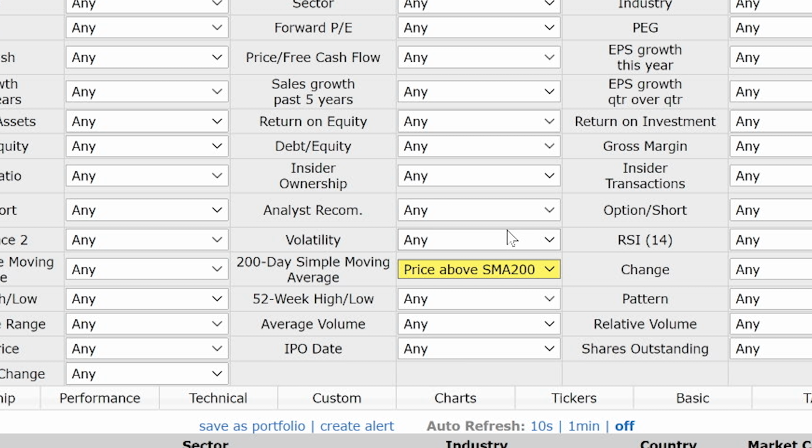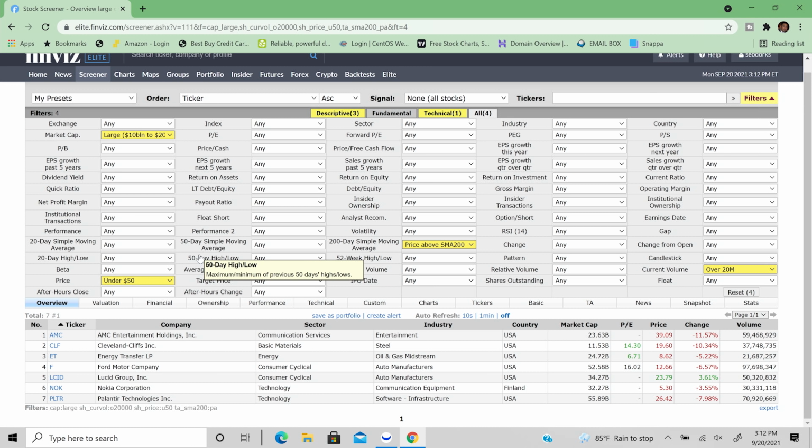Next up, the simple moving average. Now, I want the equities to be above the 200 SMA. That tells us that over time, the stock has performed in an uptrend. You could go ahead and play with your 50-day SMA or 20-day SMA, but that's going to narrow your results. I tend to play with the 200-day. It gives me just that historical trend, and that's something I like.